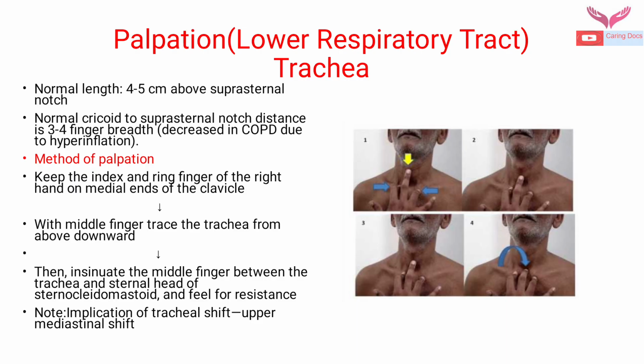How do we palpate the trachea? Keep the index and the ring finger of the right hand on the medial ends of the clavicle. With the middle finger, trace the trachea from above downward as shown in the picture. Then insinuate the middle finger between the trachea and the sternal head of the sternocleidomastoid and feel for resistance. The importance of this is that tracheal shift usually denotes the upper mediastinal shift.